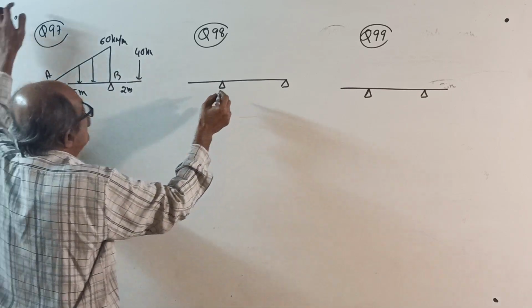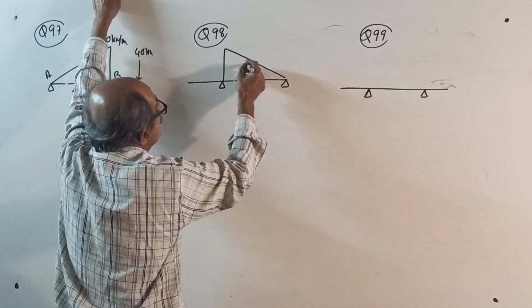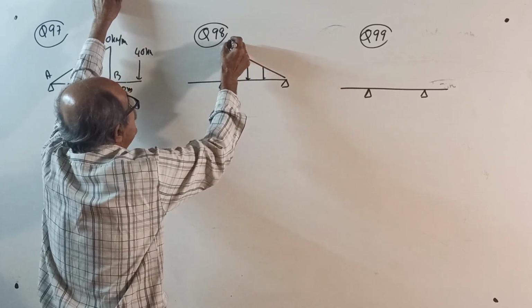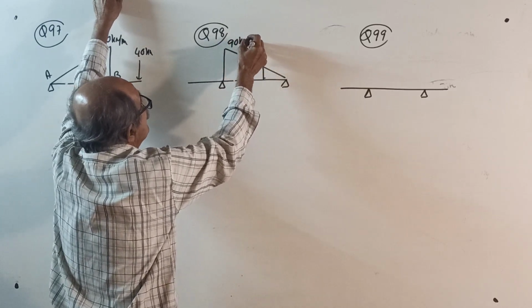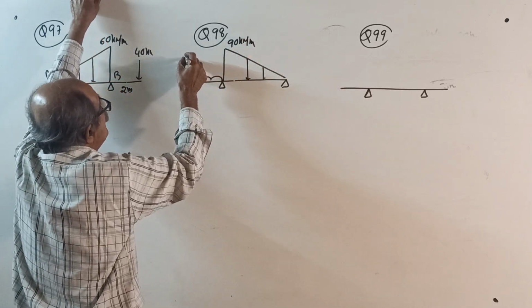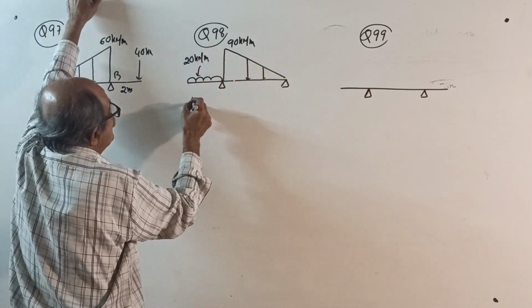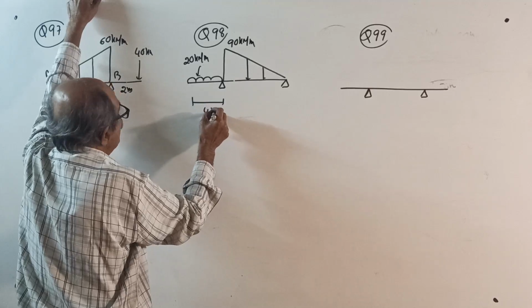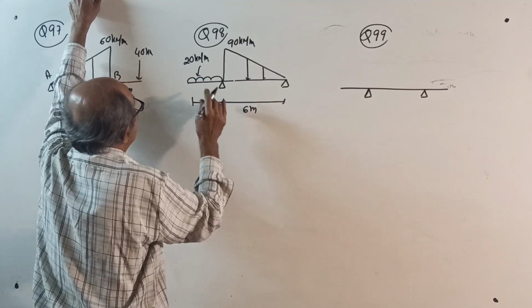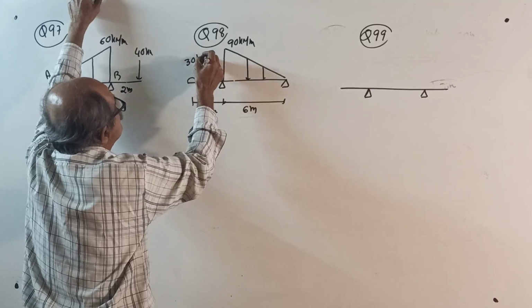Here, a uniformly varying load of this type. This is 90 kilonewton per meter. And here a UDL of 20 kilonewton per meter. This distance is 4 meter and 5 meter, okay, 6 meter. Then I'll make it 30 kilonewton per meter, so that a fraction will not come.